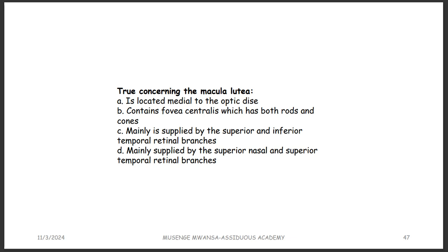Okay. So since we are already saying that it is lateral to the optic disc, expect it to be supplied by the temporal fibers, isn't it? Because it's on the lateral aspect.